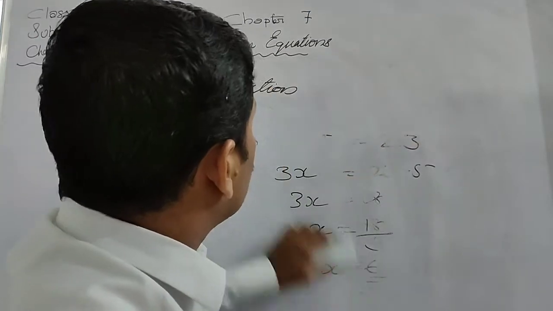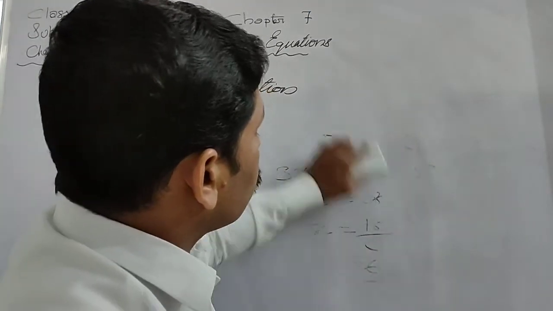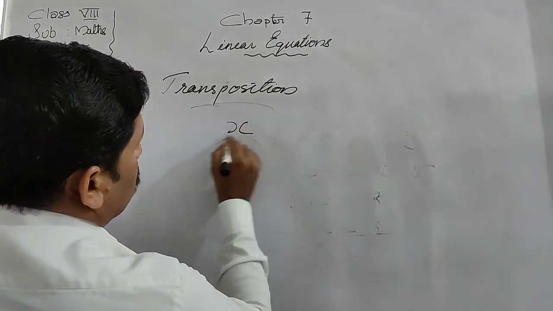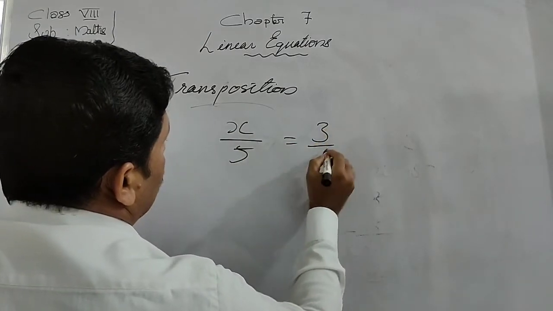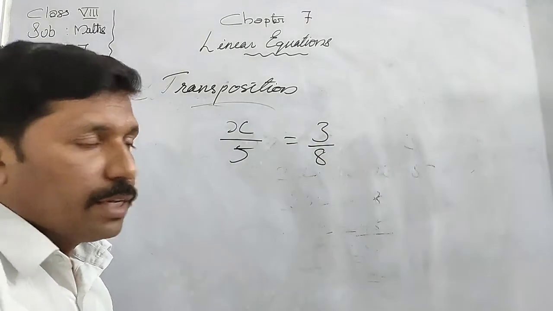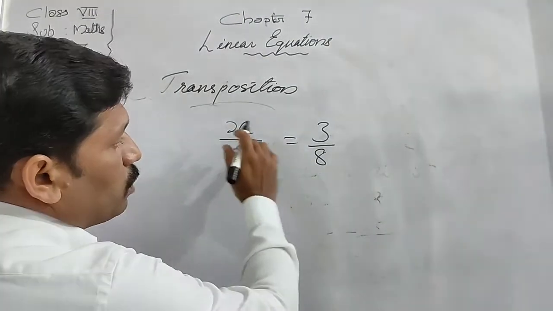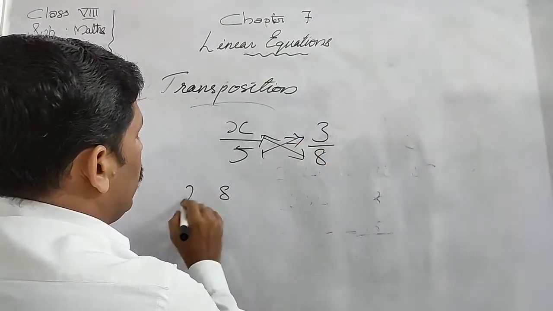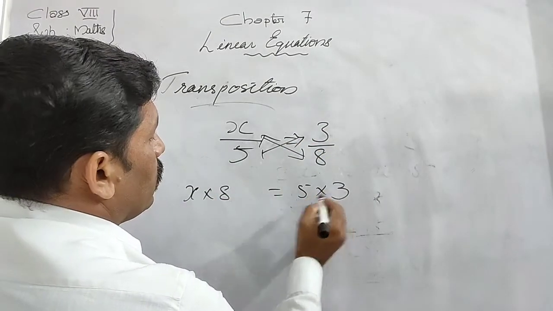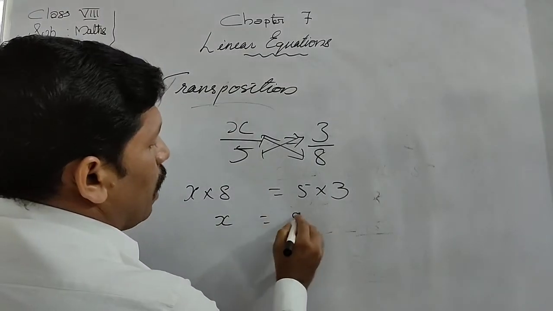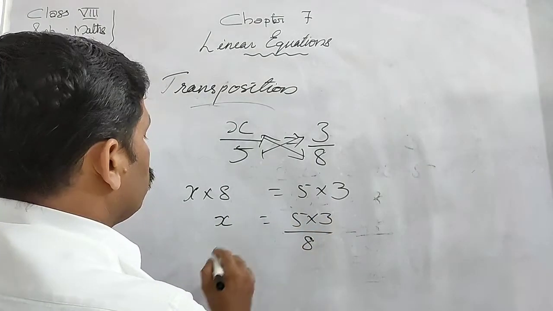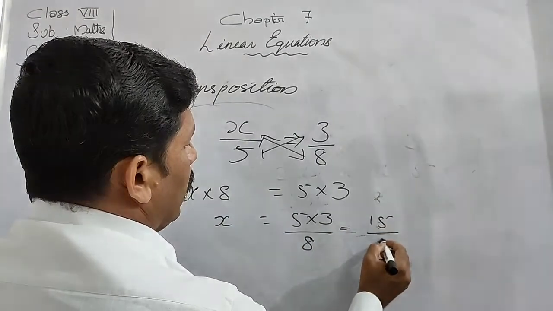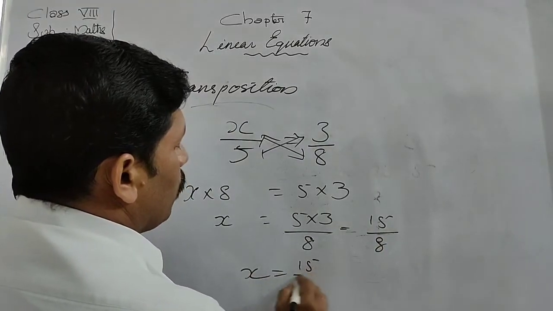And the next method is called which one? Cross multiplication method. In the cross multiplication method, how do we do it? x upon 5 is equal to 3 upon 8. Suppose this is a question, then what do we do? We cross multiply it like this. We write x into 8 is equal to 5 into 3. That is, x is equal to 5 into 3 divided by 8. So in this way we find that it is equal to 15 upon 8. So x is equal to 15 upon 8.